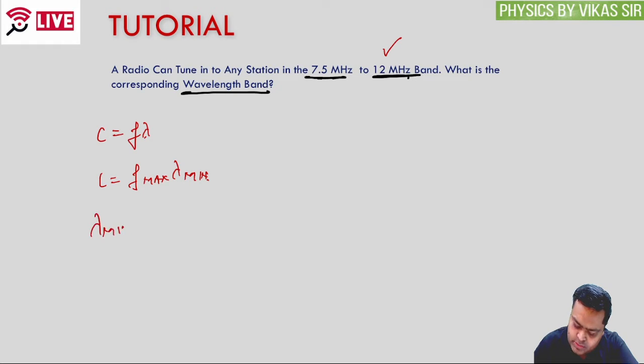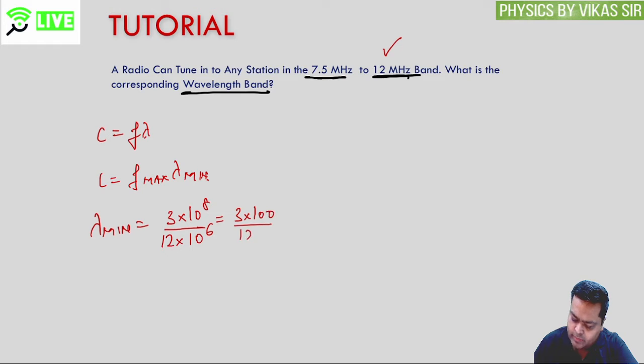So that minimum wavelength is going to be equal to C, meaning 3 into 10 power 8, divided by the frequency which is 12 megahertz. So that is 12 into 10 power 6. That becomes equal to 3 into 100 upon 12. So that cancels and gives me 25 meter.